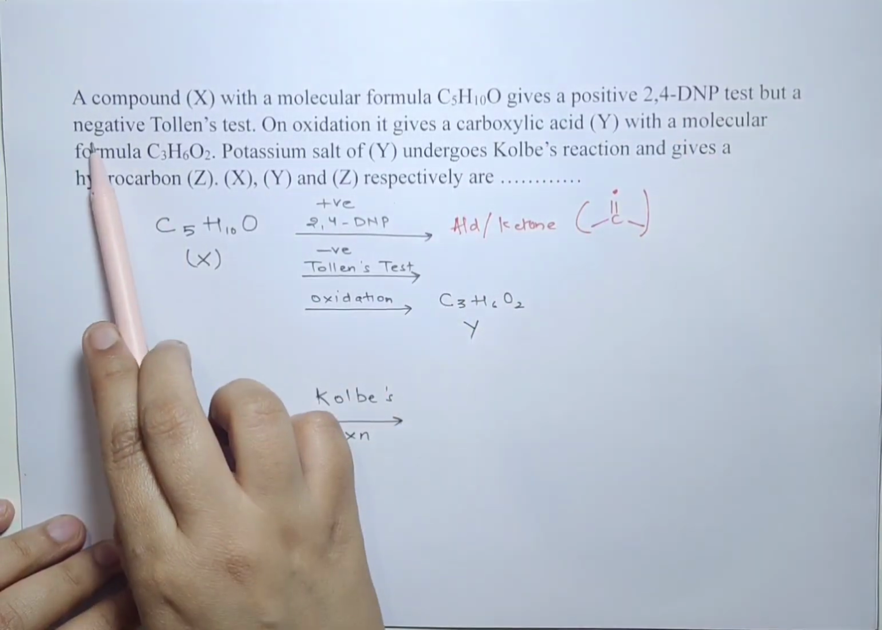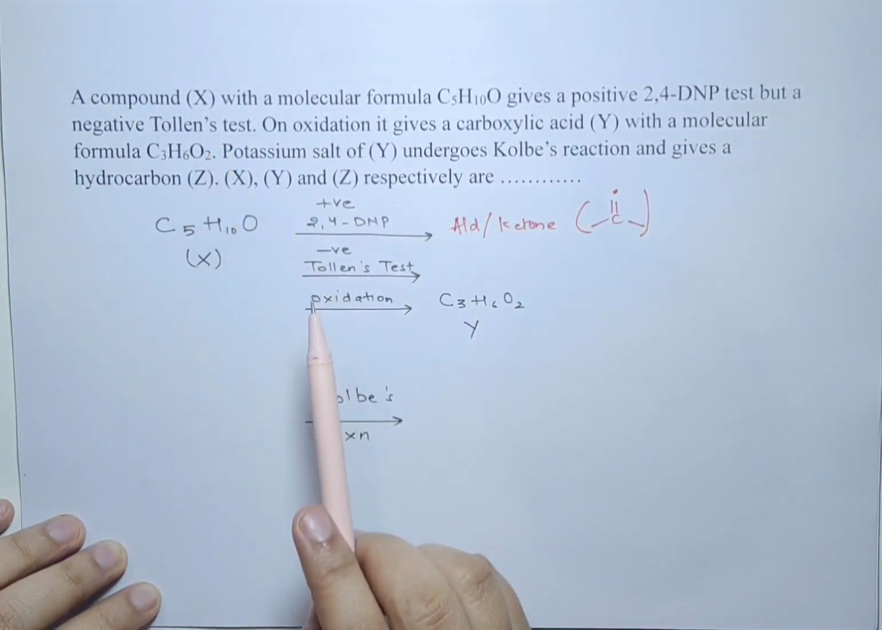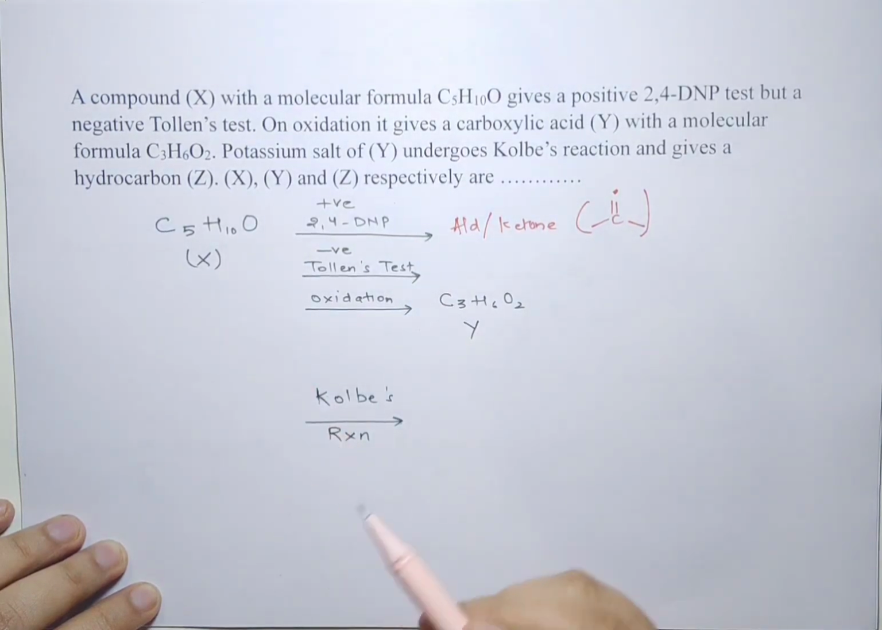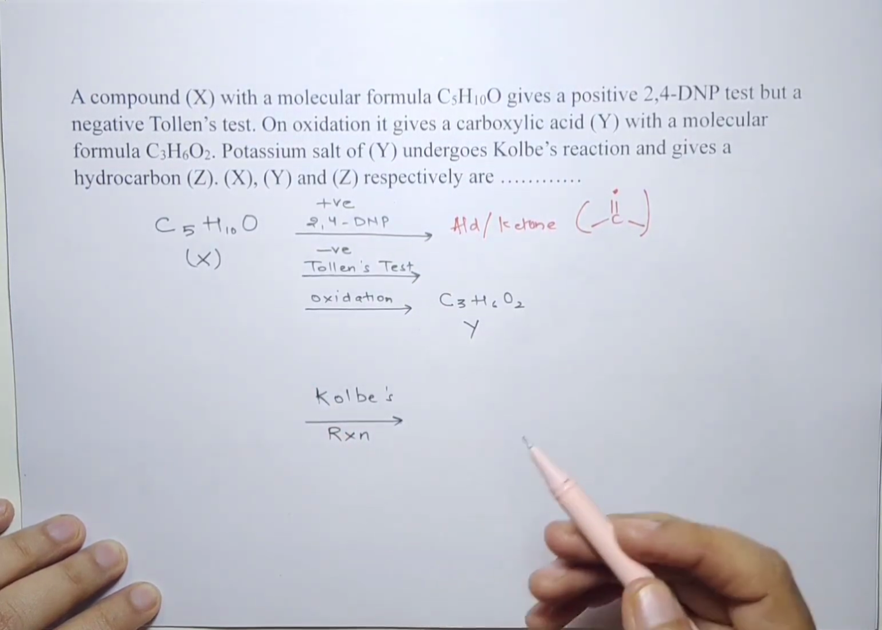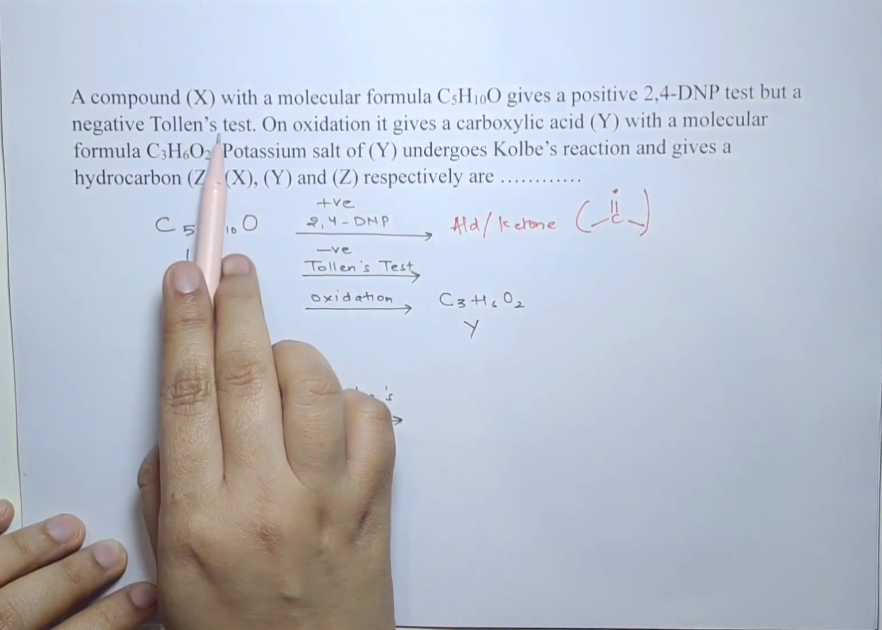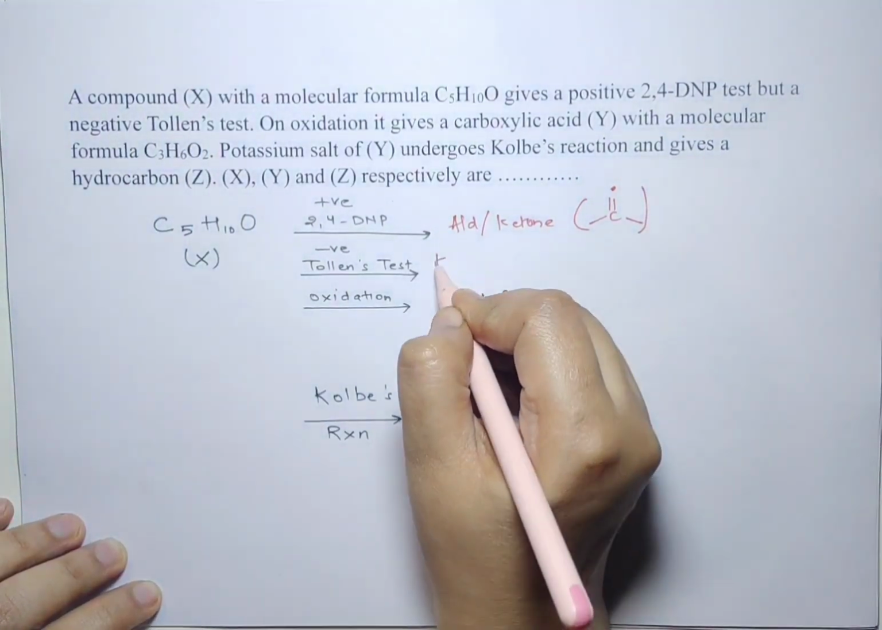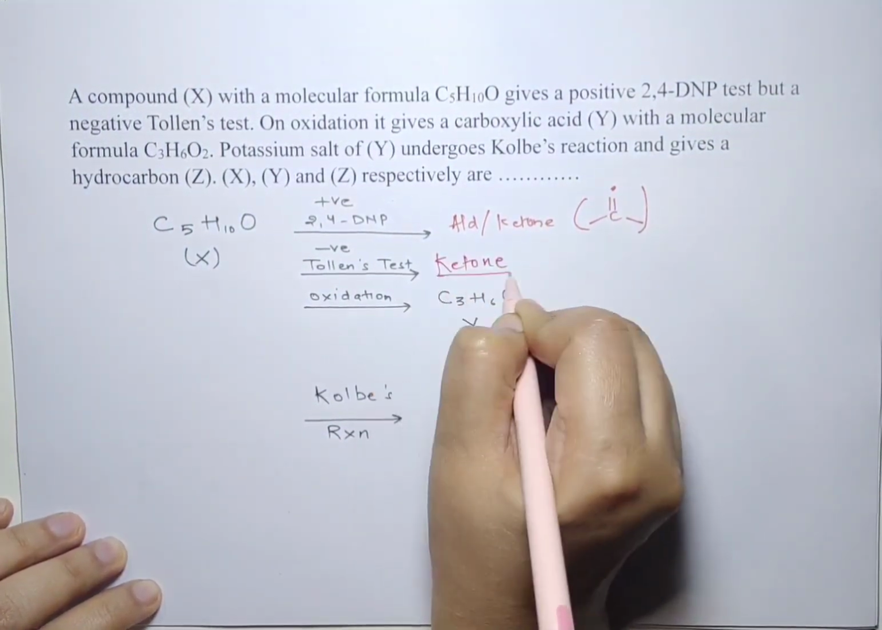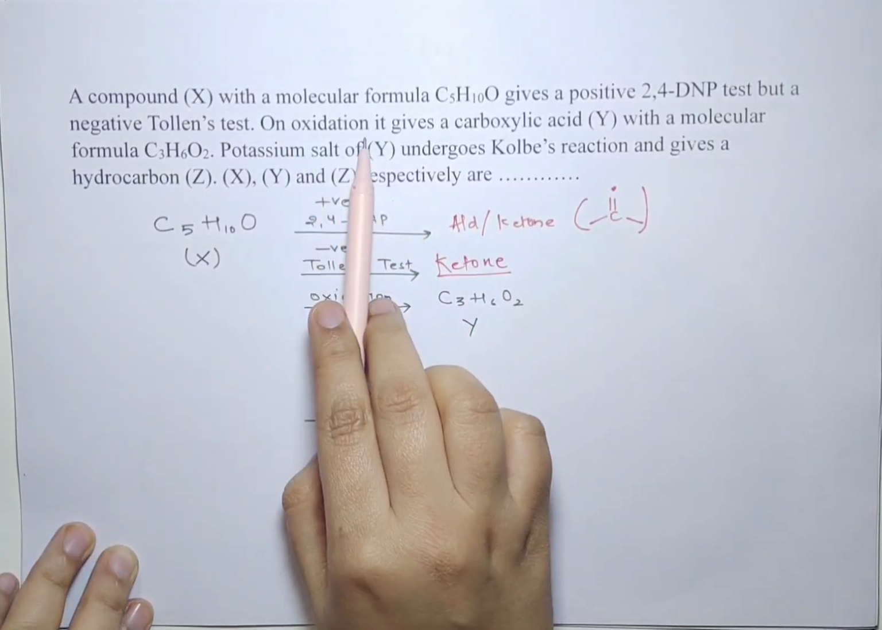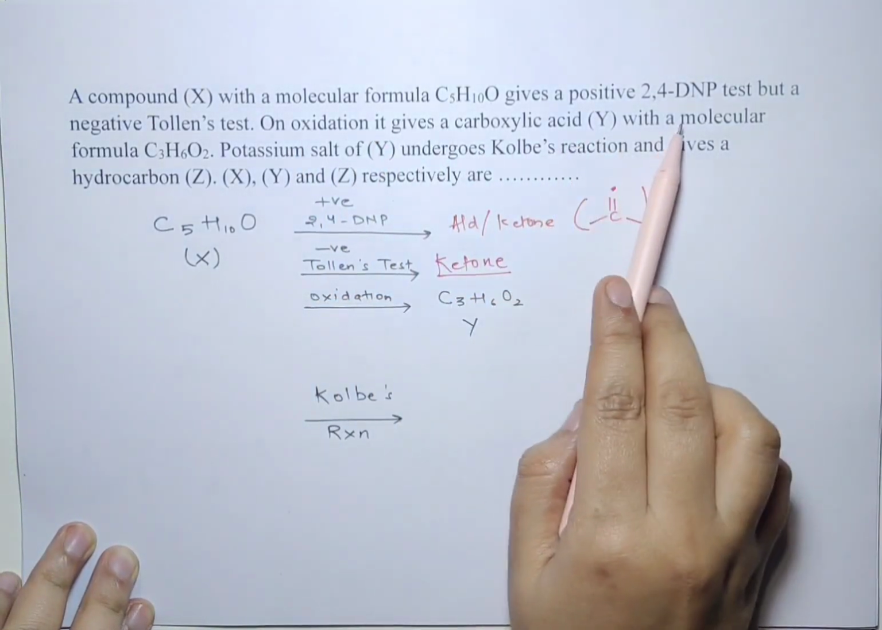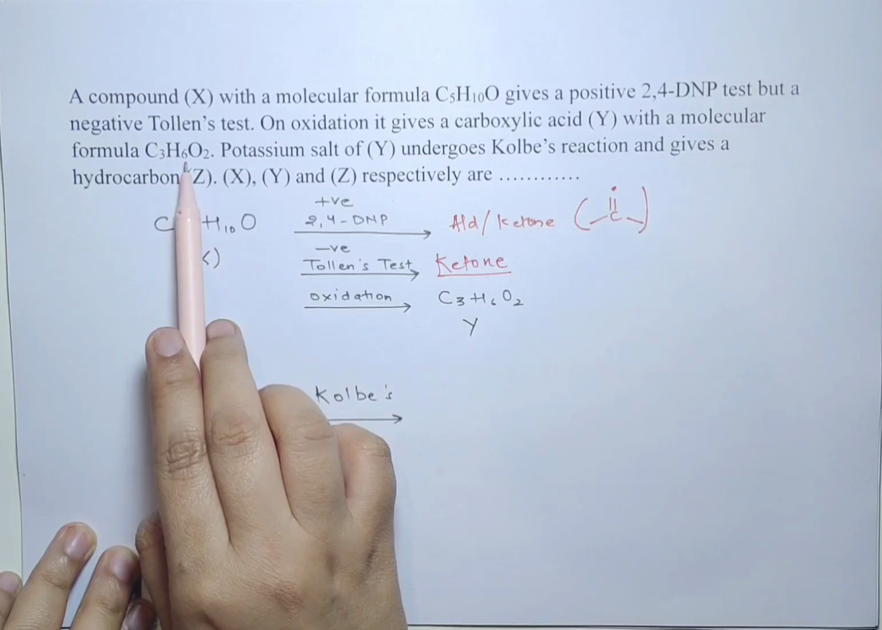But it gives a negative Tollens' test. Out of aldehyde and ketone, which gives positive test for Tollens'? Aldehyde. So if it gives a negative Tollens' test, that means it's a ketone, right? On oxidation, it gives carboxylic acid Y with a molecular formula C3H6O2.